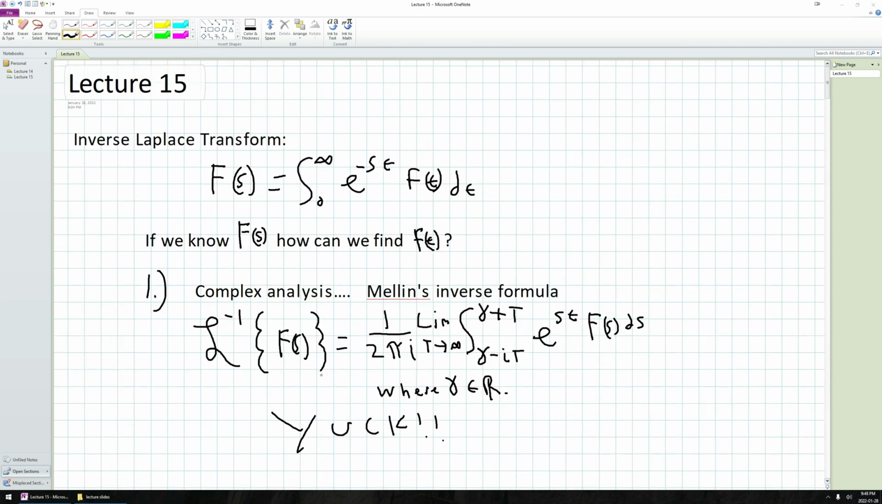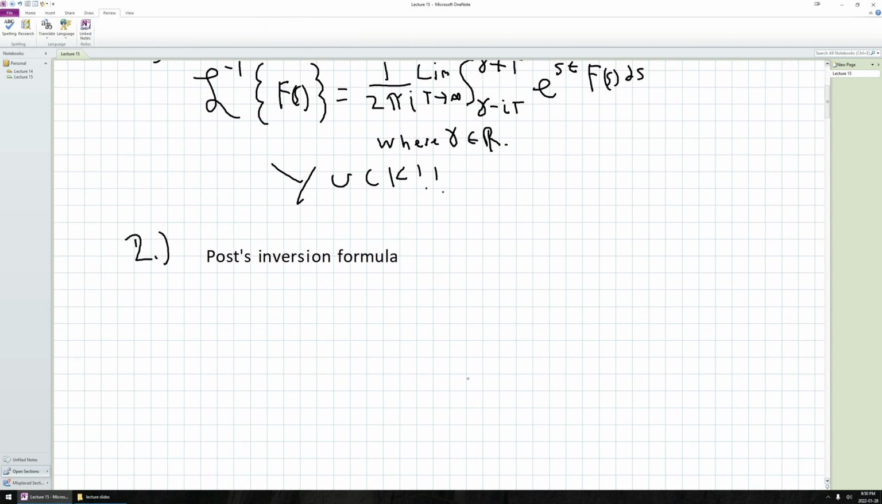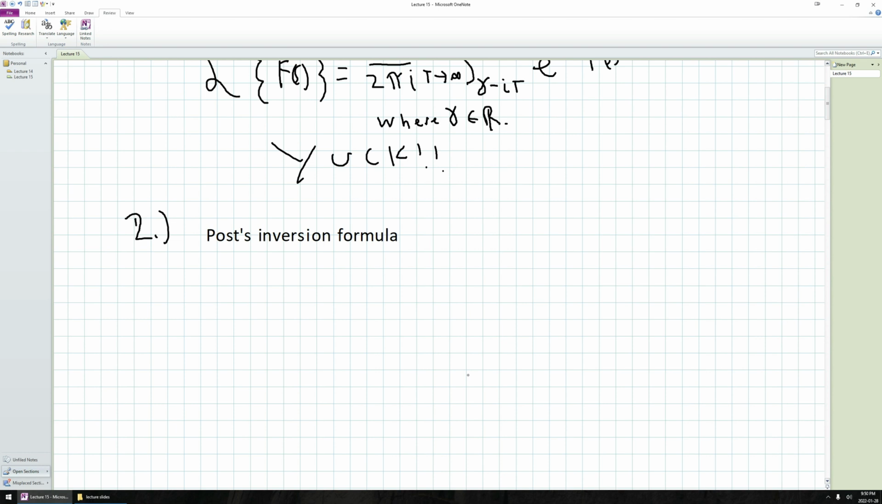Since that's really nasty and beyond the scope of the class, now what? Well, the next option is equally ugly and actually kind of worse from a practical perspective, because while I could do the first one pretty easily, this other formula is just even more horrible. So what's this next one? Well, it's called Post's inversion formula. How does this thing work? Luckily, it doesn't involve any complex analysis, so it can't be that bad, right?